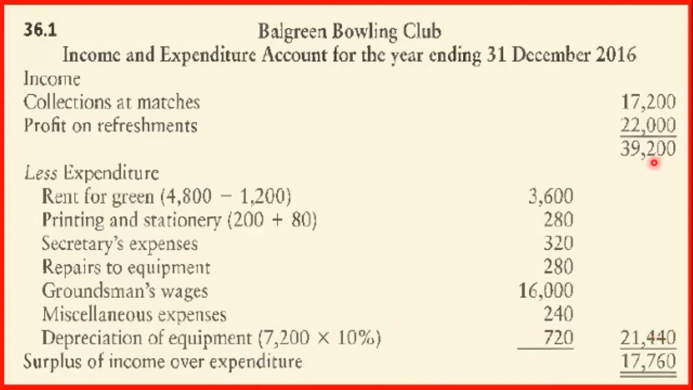We take it and we minus it from there. The income is greater than the expenditure, so we get a surplus of income over expenditure of 17,760. So it's not a difficult exercise, right? We can know how to do this, and we can get full marks when our income and expenditure account comes in our exam.